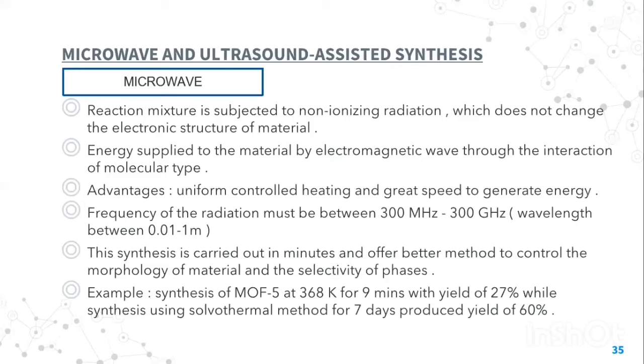This synthesis is carried out in minutes and offers a better method to control the morphology of the material and the selectivity of phases. For example, synthesis of MOF5 at 368 Kelvin for 9 minutes gives a yield of 27%, while synthesis using the solvothermal method for 7 days produces a yield of 60%.